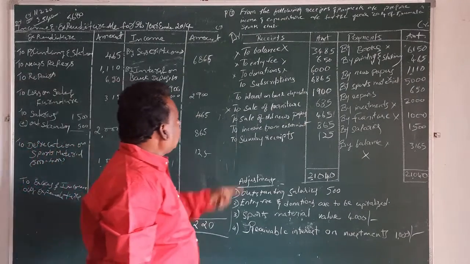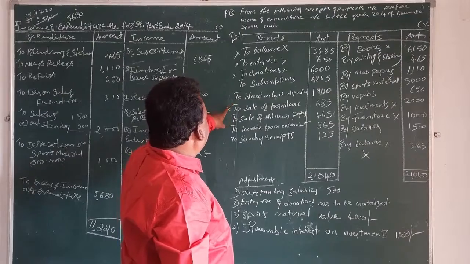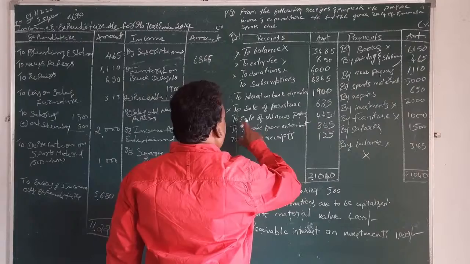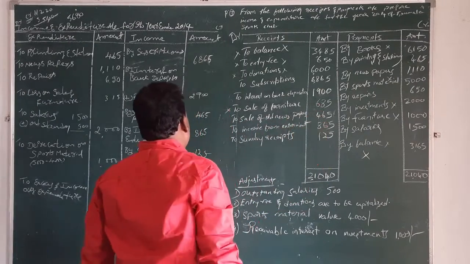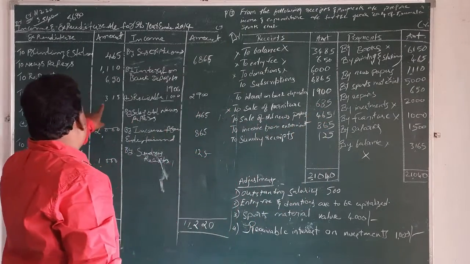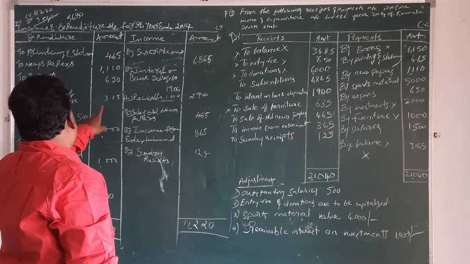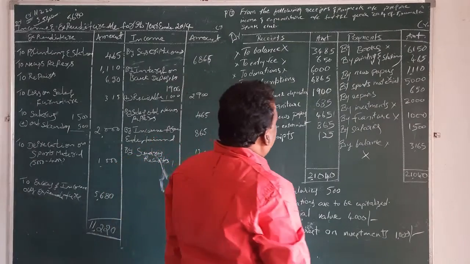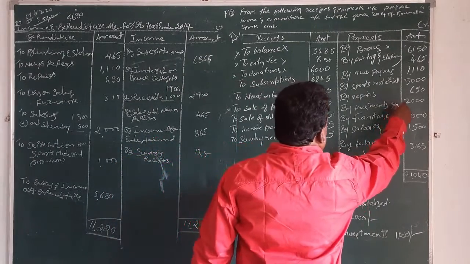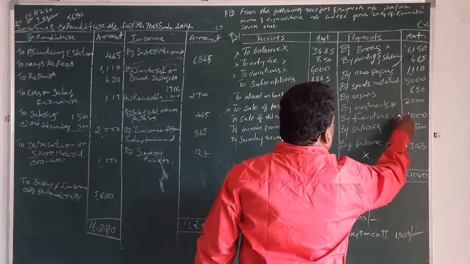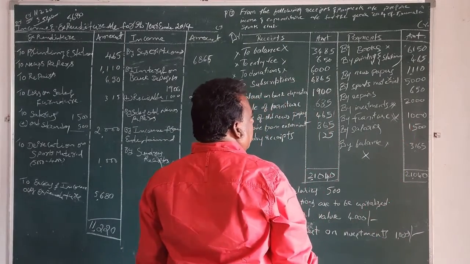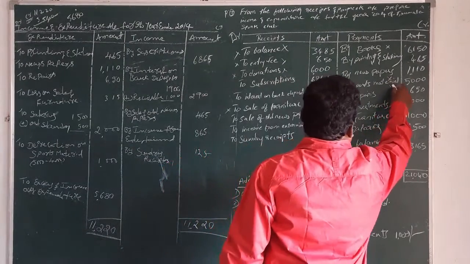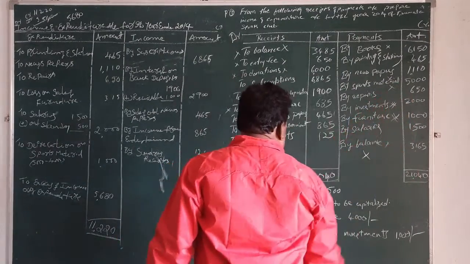Then regarding sale of furniture, cost of furniture 1,000. It was sold for 685 rupees. The loss is 315. So it must be debited to income and expenditure account as a revenue loss. Next, investment is not taken into consideration. Furniture is not taken into consideration. And sports material, cost of sports material 5,000, closing balance 4,000.